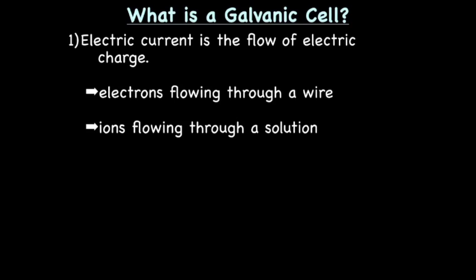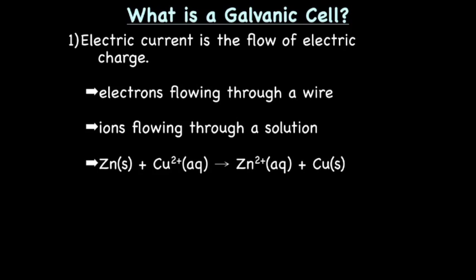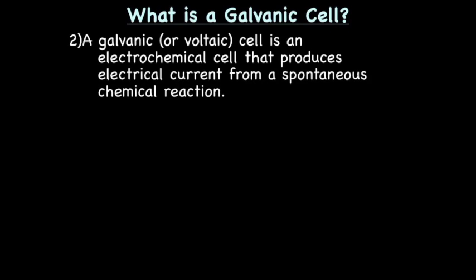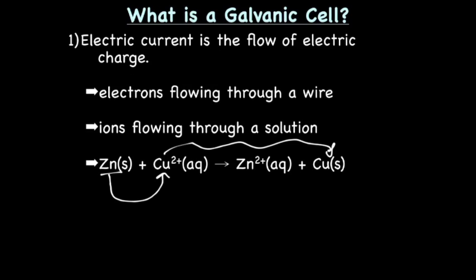An example of flowing of electric charge through a solution would be the example we just went through, where the electrons from zinc are being transferred to copper 2 plus, giving us copper solid. That is an example of electric current. A galvanic, also known as voltaic cell, is an electrochemical cell that produces electric current from a spontaneous chemical reaction, like this one here.